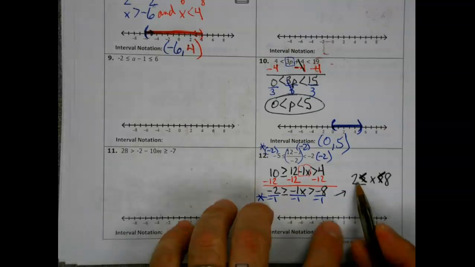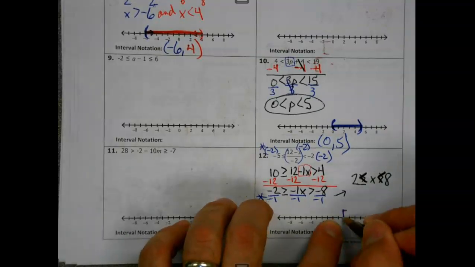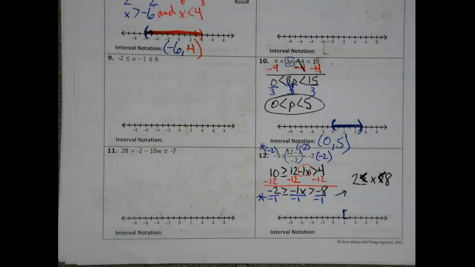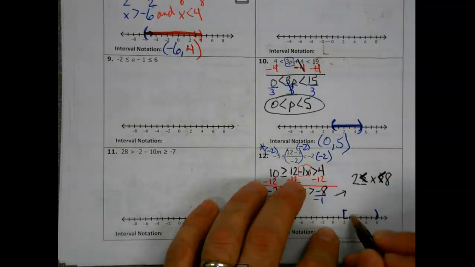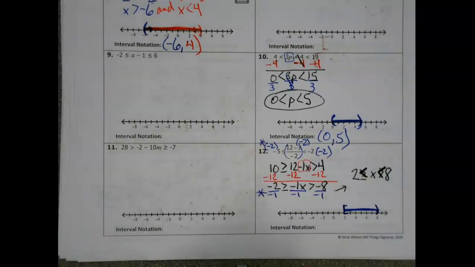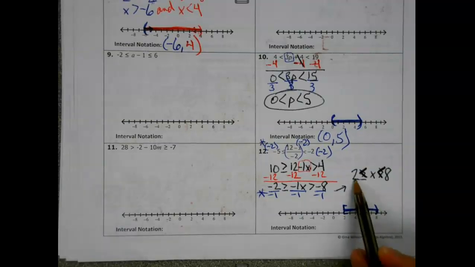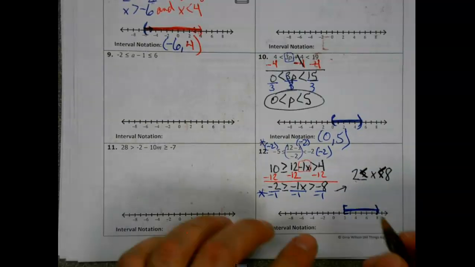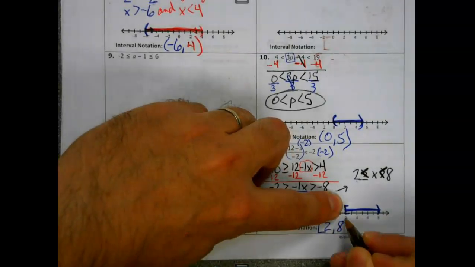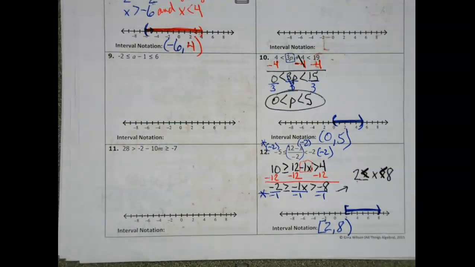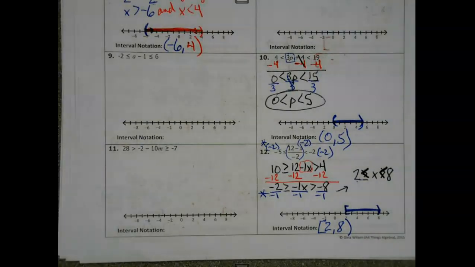2 is on the left with a bracket. 8 is on the right with a parenthesis. It looks the way it should. The smaller number should always be on the left if we've done this right. And then we just follow the graph that we've got. That was a chunkier lesson than I'm used to dealing with.